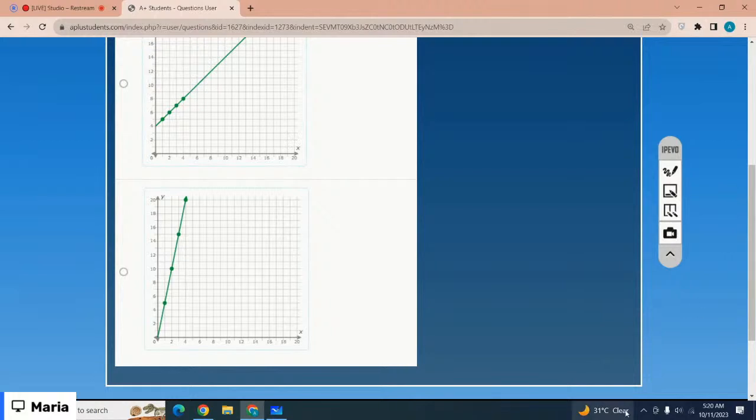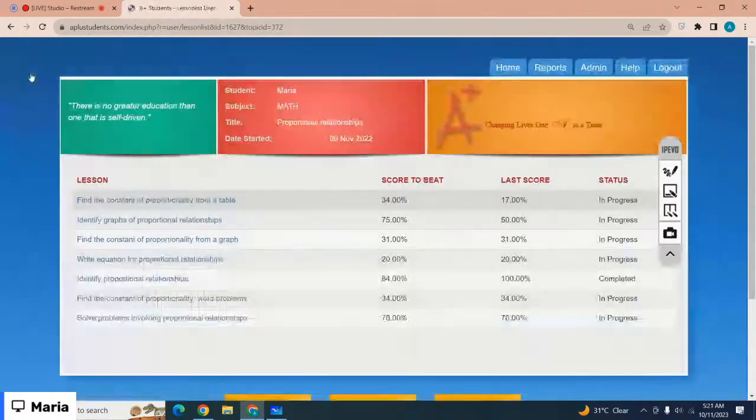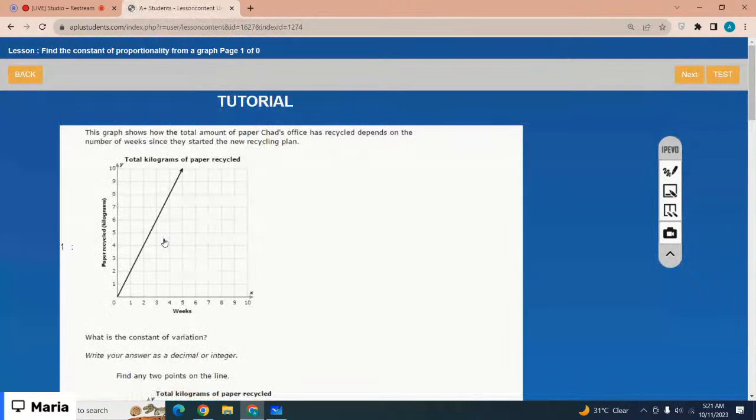Very good. The correct option is the second one. Okay, you can complete the lesson by yourself later today. Let's just move on to the next lesson. The next lesson is find the constant of proportionality from a graph.